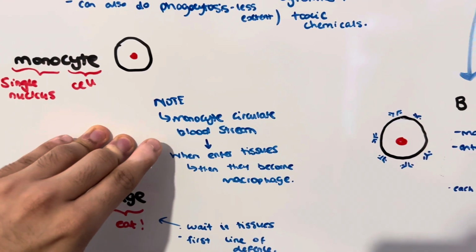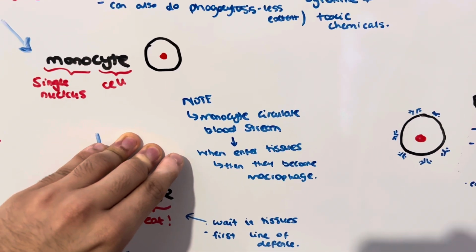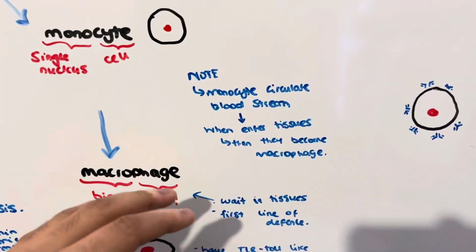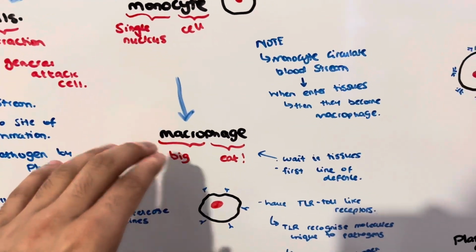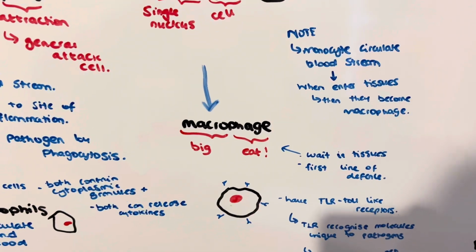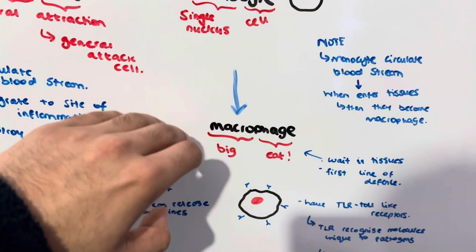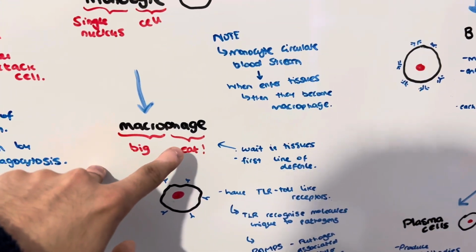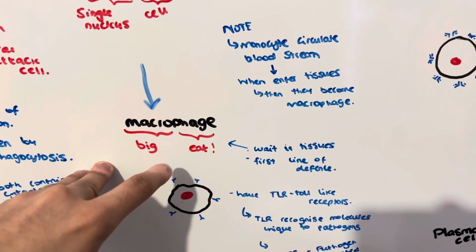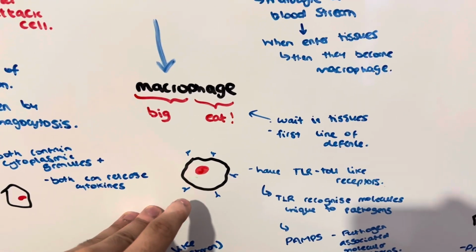Now, just something to note, monocytes circulate the bloodstream. So when they enter the tissues, they become macrophages. Macrophages wait in the tissues, and as we all know, they're the first line of defense. Macro means big, phage means to eat. And these macrophages have TLRs.